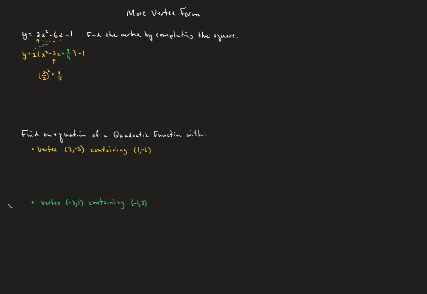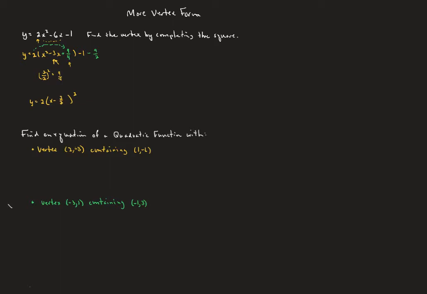Now that 9/4 will be multiplied by that 2, which will make it a positive 9 halves. So to balance this, we're going to subtract the 9 halves. So now our equation is going to look like y equals the 2 that we factored out. We have now created a perfect square. It's going to be x minus, and we can either take the square root of that or half of the 3. So that's going to be 3 halves.